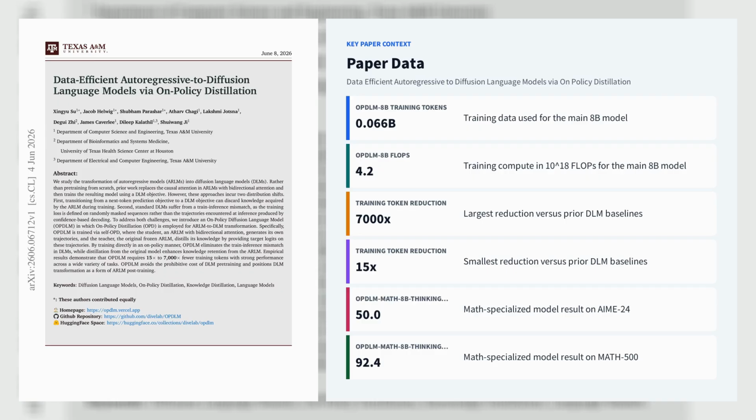The method also preserves zero-shot capabilities absent from its training corpus, including extended thinking and multilingual evaluation, and can be specialized for math. OPDLM Math 8B thinking reaches 93.8 on GSM8K, 92.4 on MATH-500, and 50 on AIME 2024, all without a pre-trained DLM stage or verifier reward. The work reframes ARLM to DLM conversion as post-training rather than pre-training.